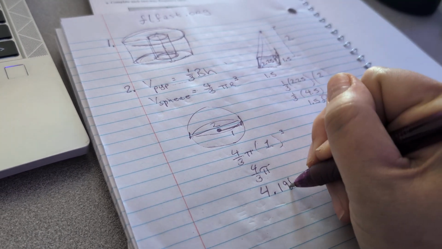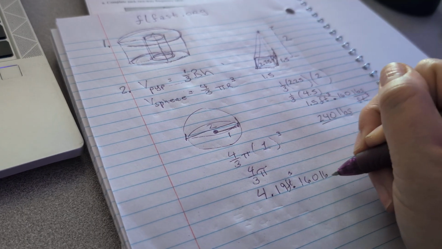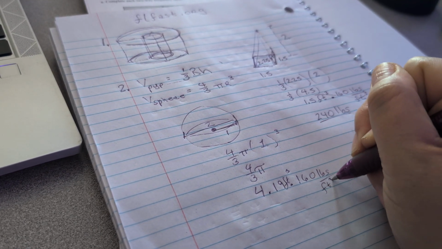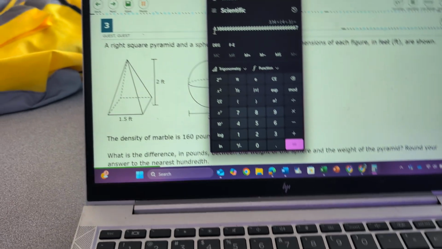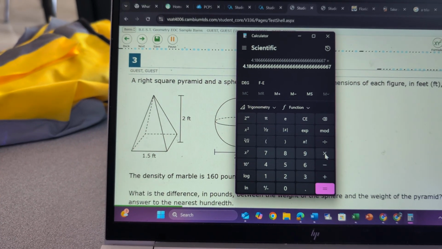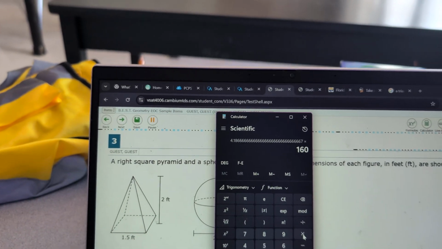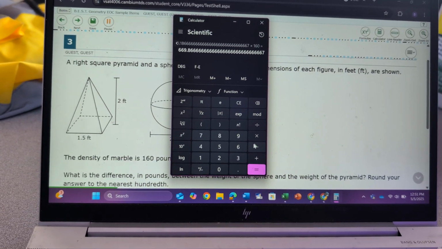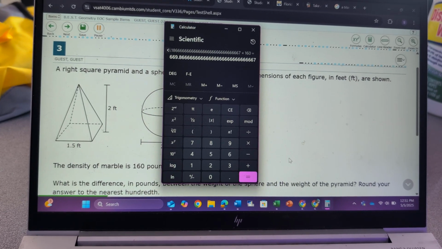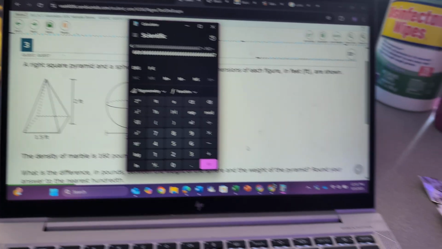So we got feet cubed here. Now we have pounds per feet cubed. And we are going to multiply that answer by that 160. I get 669.87.